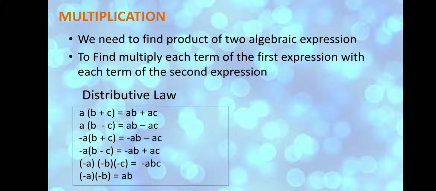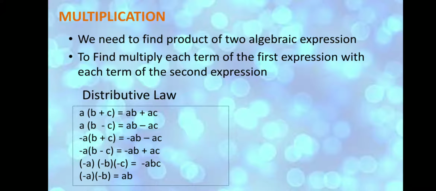Now the fourth one is minus a, and in the bracket you have b minus c, which gives minus ab plus ac. Why is it coming as plus ac? Because you have minus a and in the bracket you have minus c, so minus and minus will turn to plus, so that is why you have minus ab plus ac.